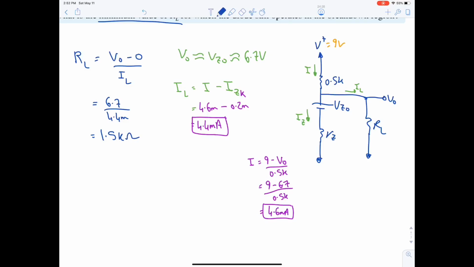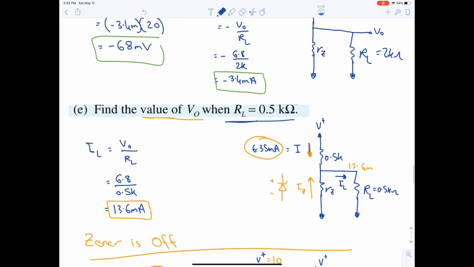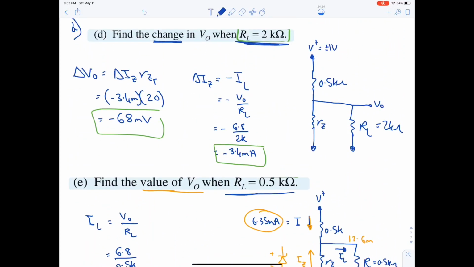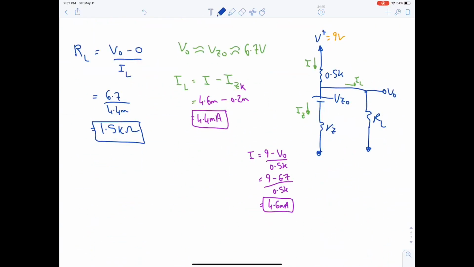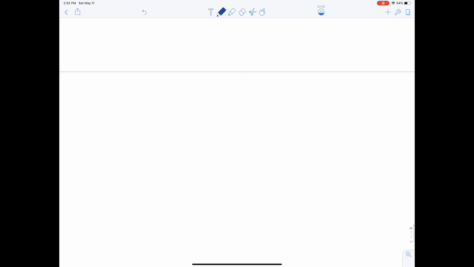Now note that this number makes sense. Why? Because it's in between 0.5K and 2K, which gives us a hint that our number is correct. Okay, so we're done for the first question. Let's move on to another question.